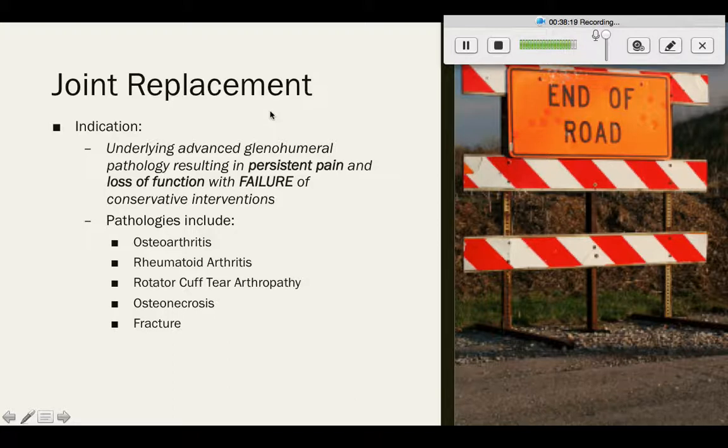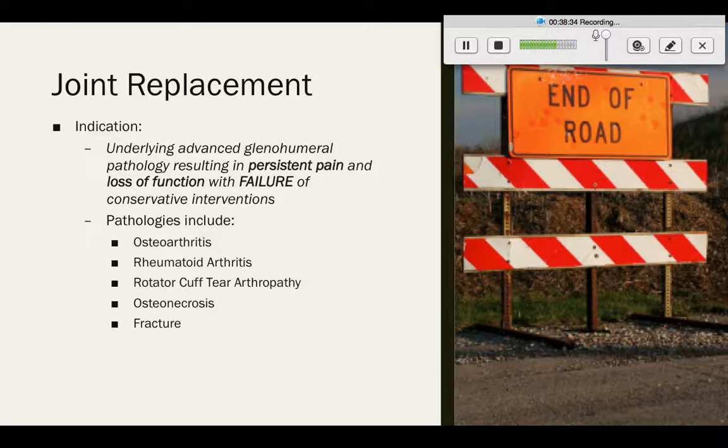Okay guys, we've made it to the end of the lecture. We're going to talk about joint replacement next, which is an end-of-the-road procedure. Indication for joint replacement is underlying advanced glenohumeral pathology that results in persistent pain and loss of function with failure of conservative interventions.